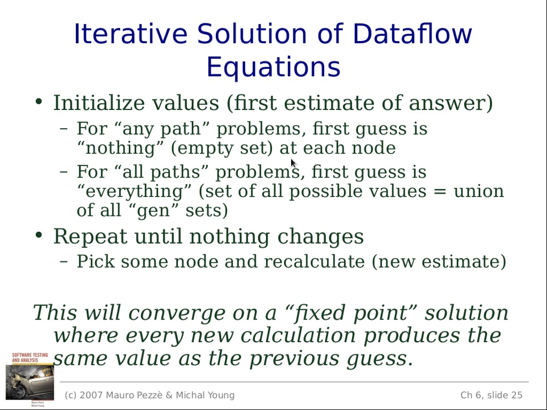But hopefully you can see that this iterative process of scanning with the reaches, the lives, and the availables is definitely more efficient than trying to do that exponential search space that we were talking about earlier. It's been shown that it converges to a fixed point solution, where a new calculation produces the same values as the previous guess. And we're good to go.